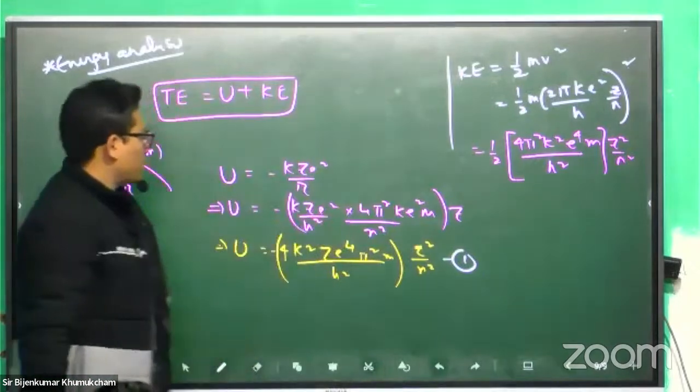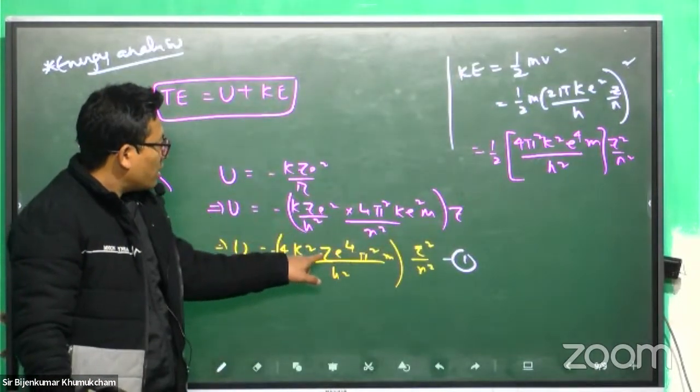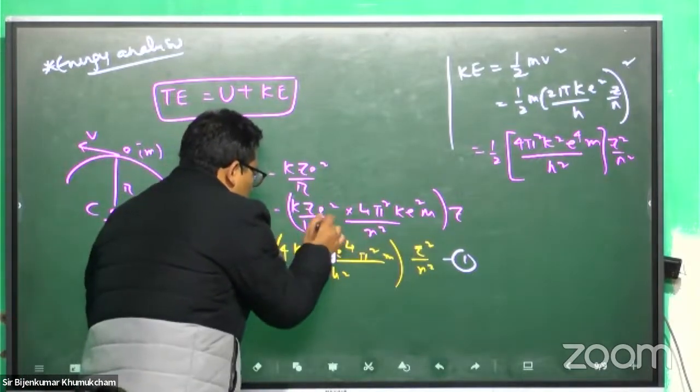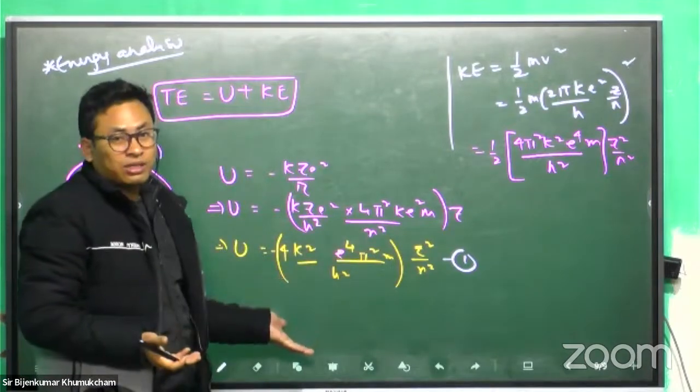Now let's complete this. 4 pi square k square, e to the power 4 m h square.